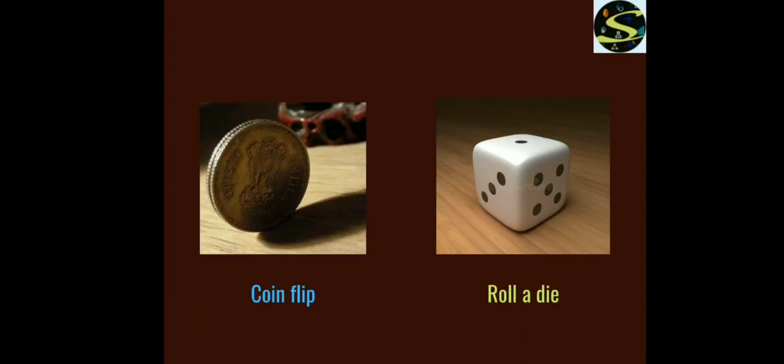Also, assuming they are both fair, the probability of each outcome is the same. For a coin flip, the probability of heads is half and the probability of tails is half. So the same probability for each outcome. Now, how about the die? The probability of any number being rolled is 1 by 6. There are 6 numbers on the die, and they all have the same probability of coming up. Therefore, the probability of each outcome on the die roll is 1 by 6. So just think about these two things as we proceed.